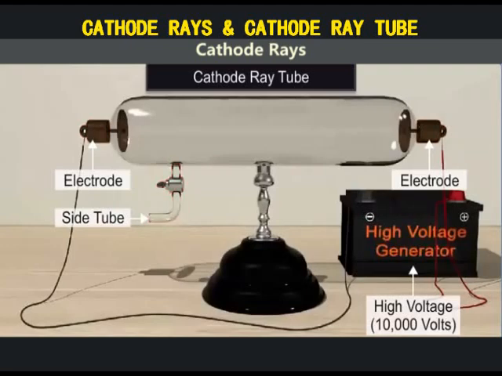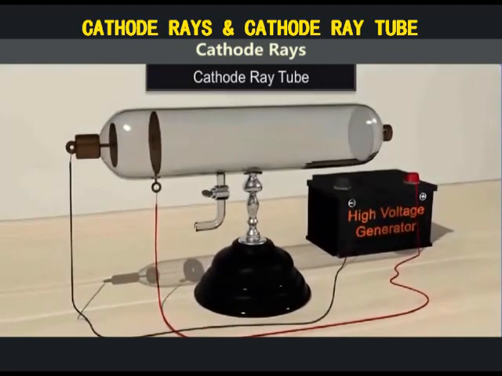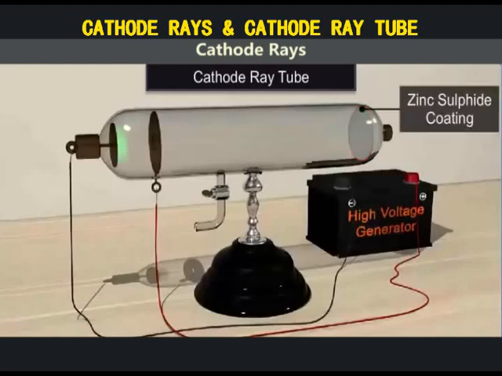Crookes observed that at a low pressure of 0.01 atmospheres, when a high voltage of 10,000 volts is applied across the electrodes, current starts flowing inside the tube. To further study the behavior of this current, he punctured the anode inside the cathode ray tube and coated the glass tube behind the anode with a fluorescent material such as zinc sulfide and repeated the experiment.